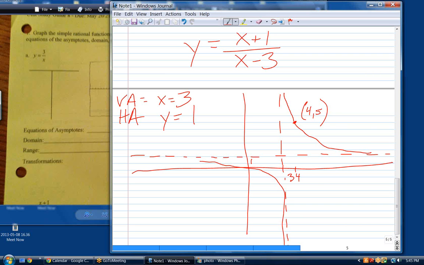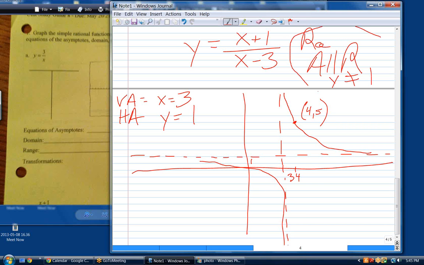All real numbers except for 1, y not equal to 1. You have to state it that way. In other words, if you're going to state the range, it needs to be all reals except y not equal to 1. That's the same as saying negative infinity to 1, combined with 1 to positive infinity.